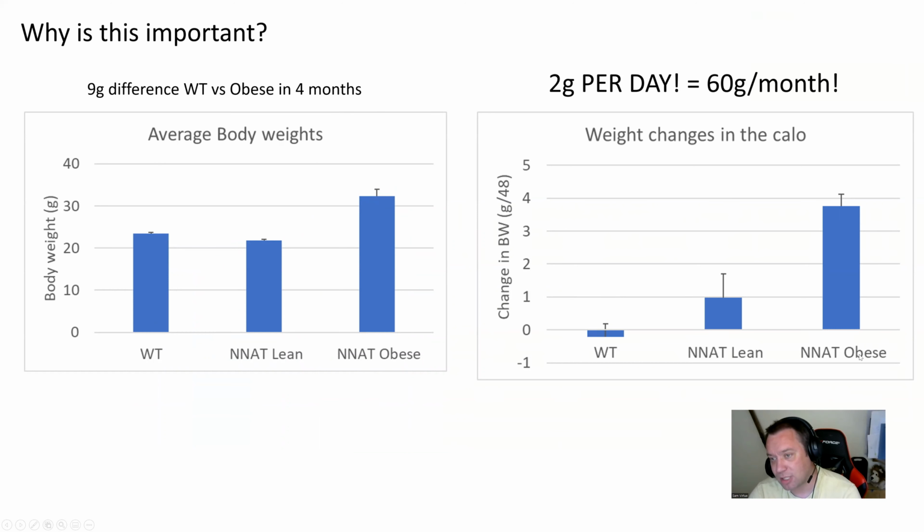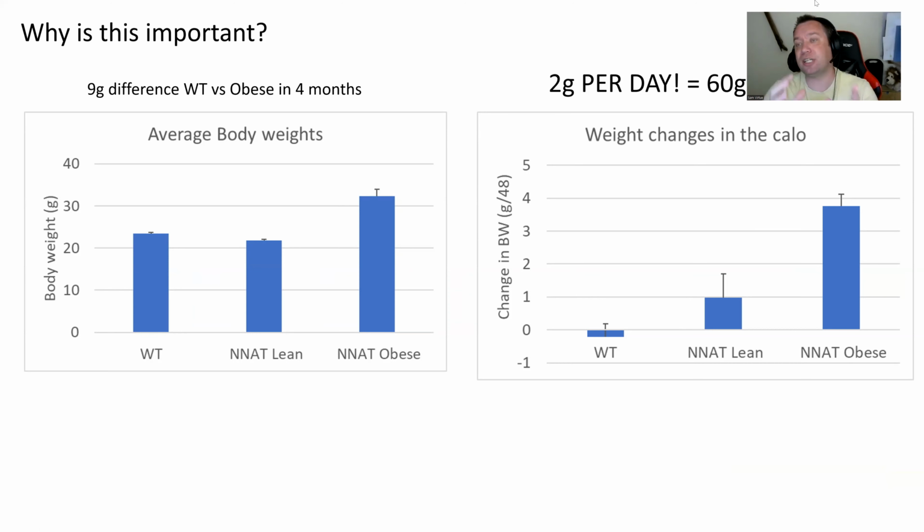The difference between the wild types and the obese NNATs in the calorimeter was 2 grams per day, or 60 grams a month, or 240 grams, which is an impossible weight for a mouse, over the course of those 4 months. So what was happening in our calorimeter was not representative of what was happening in free living life. And so to get an energy expenditure version, we wanted to correct out this huge difference in body weight gain that was happening over our calorimetry run. And so we could come down and really start to think that it's food intake.